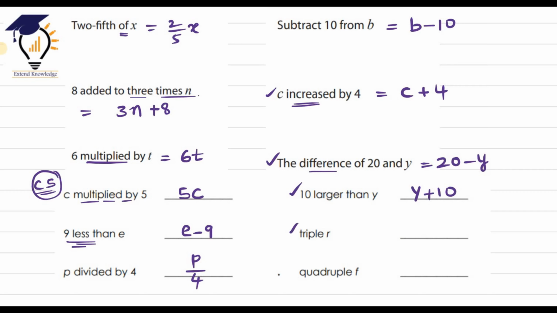And then triple r means 3 times r. And quadruple of f is 4f. Quadruple means 4 times f.